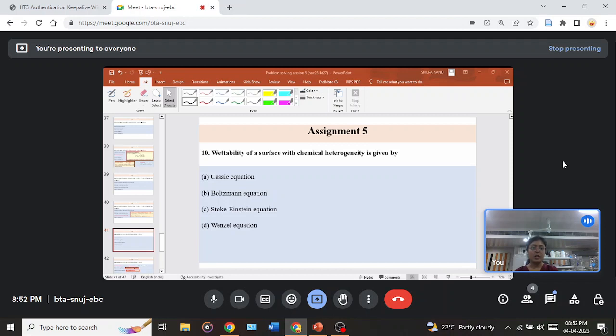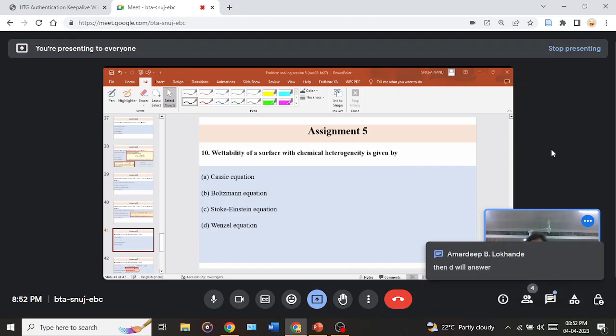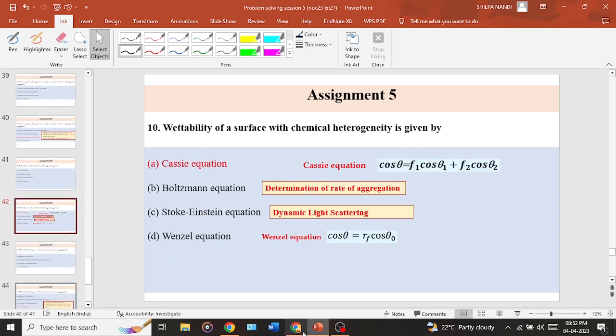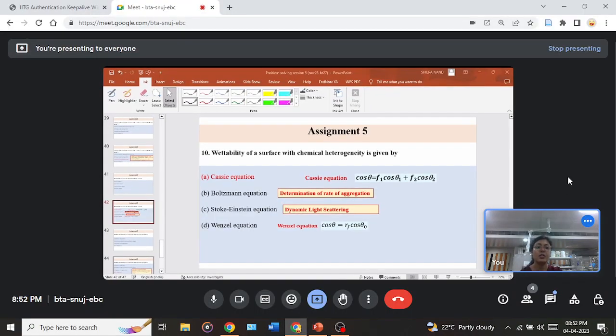Okay, we will try to solve this question first and then I'll also try to answer the other question again. Right. So the correct answer to this particular question is option number A, as Amardeep said, the Cassie equation. Okay. Fine. Then D will be the answer. Yes. So we'll see what basically all of these equations are.